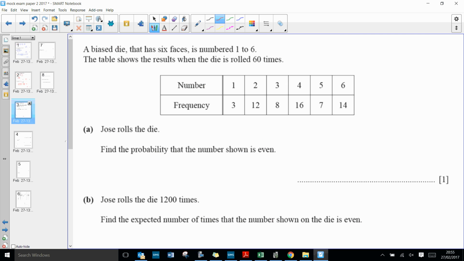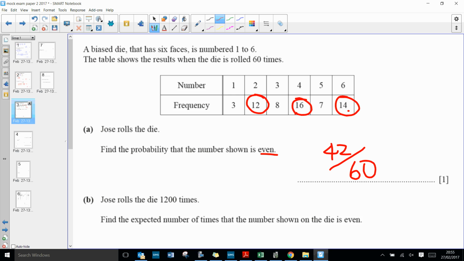A biased die has 6 faces. Jose rolls the die. Find the probability it's even. So the even is this one, or this one. So 12 plus 16 plus 14. So 16 plus 14 is 30. So it's 42 out of a possible 60.